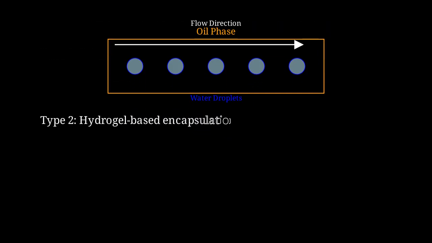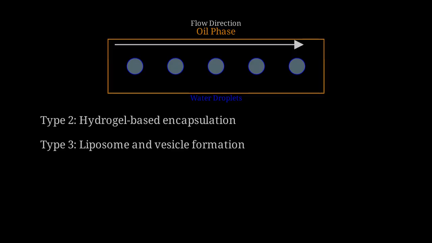Second, we have hydrogel-based encapsulation. Here, cells or materials are trapped inside a polymer gel matrix that provides structural support. Third, we can create liposomes and vesicles, which are lipid bilayer structures that mimic cell membranes, and can encapsulate both hydrophilic and hydrophobic materials. Let me now explain the key physical properties that govern the encapsulation process. Understanding these is critical for designing effective microfluidic systems.